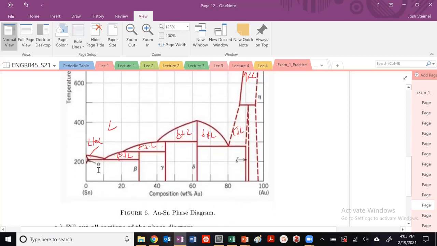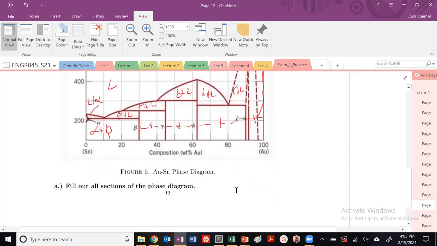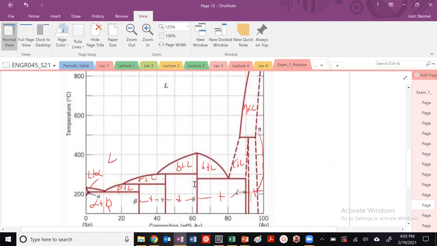Let's go back over here now. This is going to be alpha plus beta. This is going to be beta plus gamma. This is going to be gamma plus delta. And this is going to be delta plus zeta. And right here, this two-phase region is going to be zeta plus eta. There we go. First question, done. So we filled out all sections of the phase diagram.